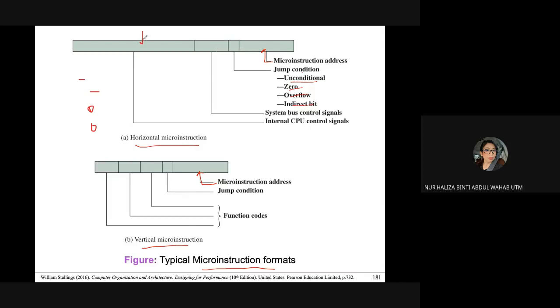What is this header for? It is for internal CPU. What is this block for? It is for system bus control, etc. And this format is only for horizontal micro instruction, while for vertical micro instruction there is a different format. Each of these formats has different boxes here, so please make sure you remember how they look.